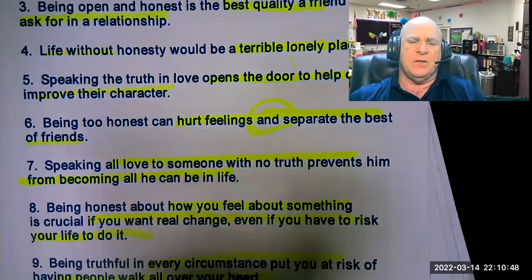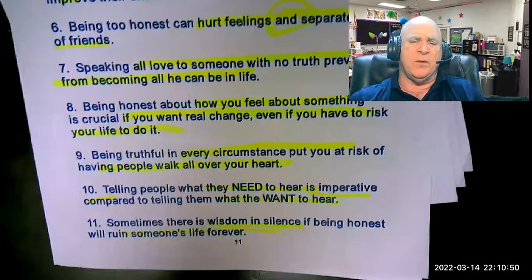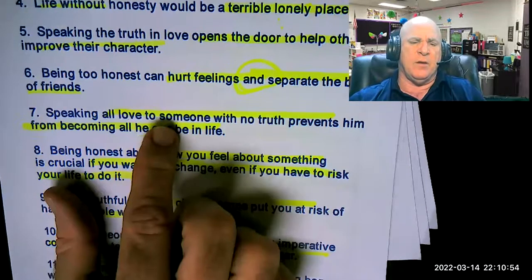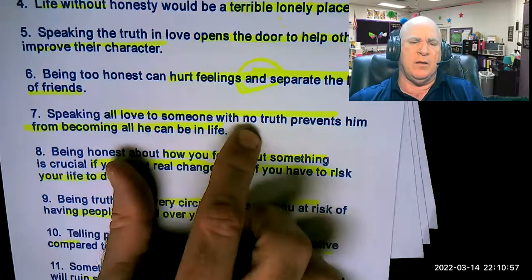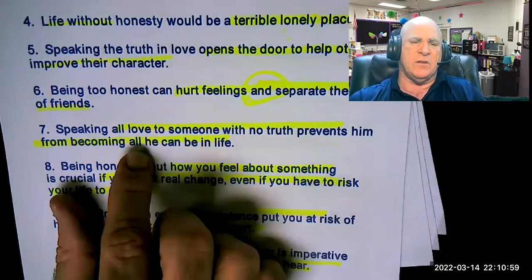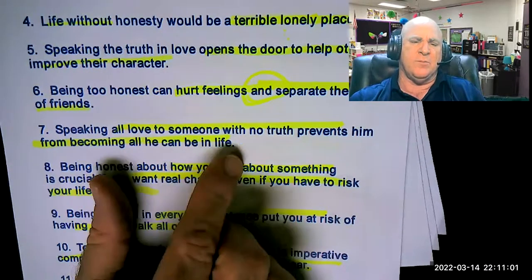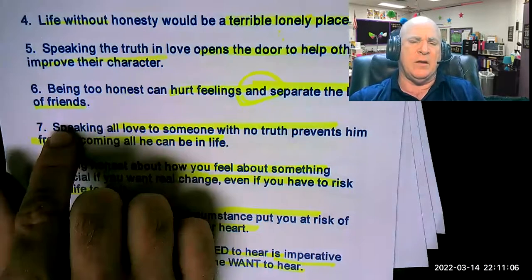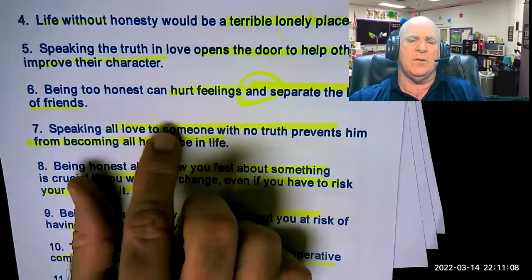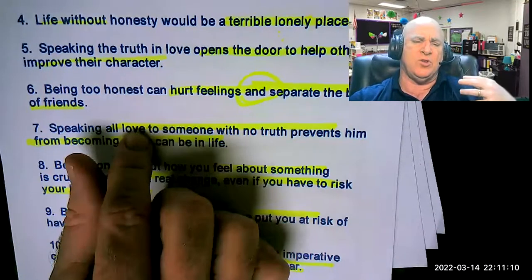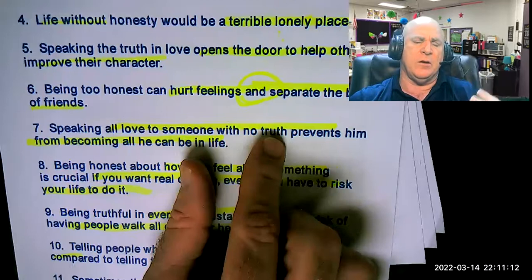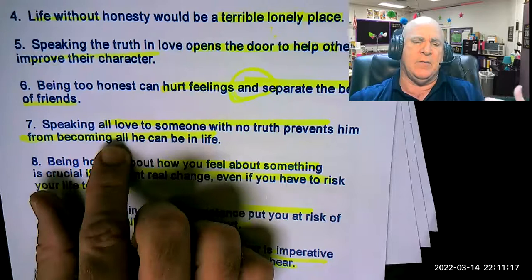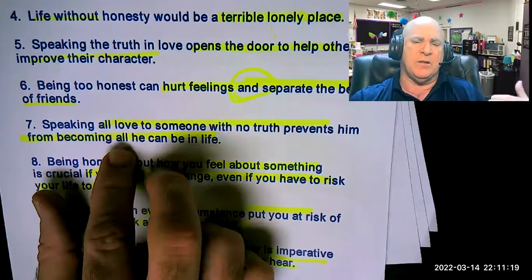Okay. Speaking all love to someone with no truth prevents him from becoming all he can be in love. So this one says speaking the truth in love. This one's speaking all love with no truth. So just being nice to people all the time, but not really telling them the truth, is going to hurt the person in the long run and keep them from being the best person that they can be. And there's lots of examples in life that you can use.